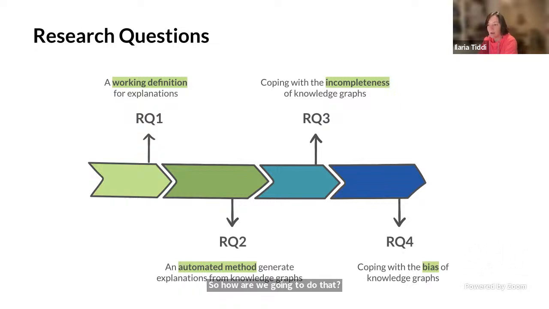Then, assuming we come up with such a method, we need to cope with all the problems that come with knowledge graphs, including incompleteness, bias, and noise. Some of the research questions came out little by little throughout the process, right? You look at your PhD from a different perspective, but the later research questions were on improving the methods that we had in order to cope with the limitations of knowledge graphs, including incompleteness and bias.